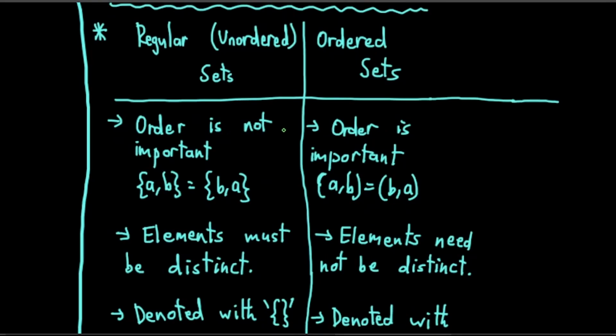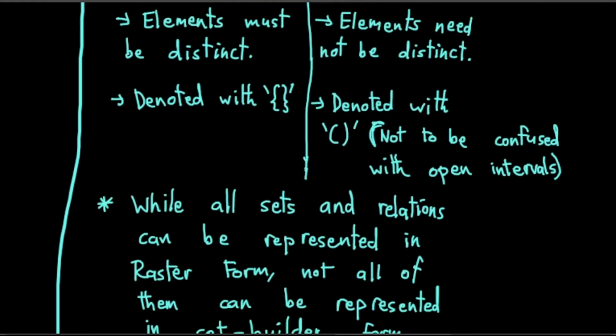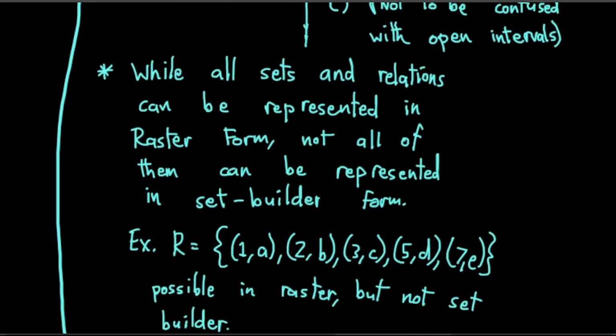But the advantage of order not being important in unordered sets gets cut when you realize that the elements must always be distinct. You can't have the same element twice in an unordered set. If there's a repeat, it just gets kicked off. However, in ordered sets, since the order matters, elements need not be distinct. You can have similar elements, such as we can see here, (1, 1). So they can be the same in some cases. Unordered sets are denoted with curly brackets, while ordered sets are denoted with regular brackets, not to be confused with open intervals, but I feel like you can get that from context.